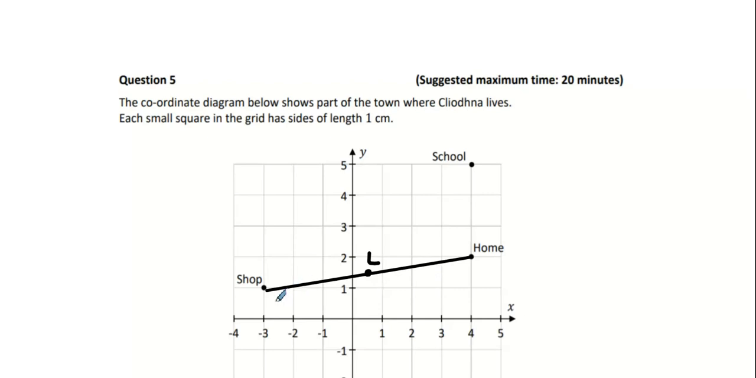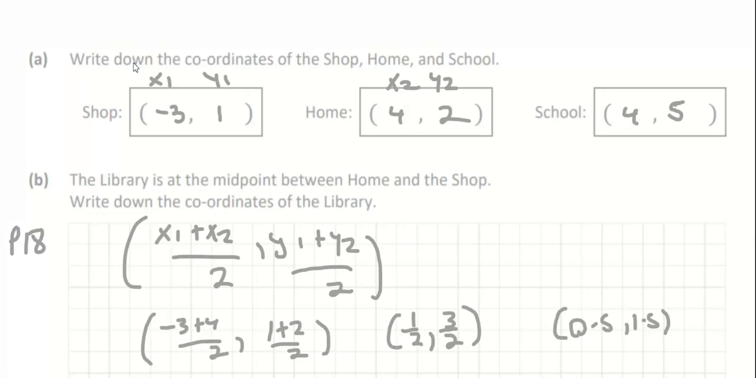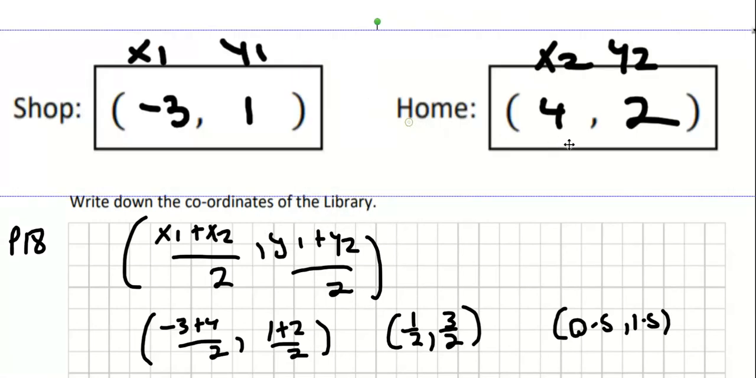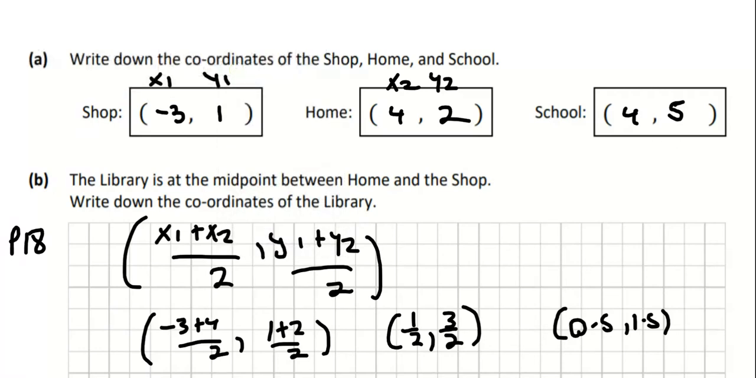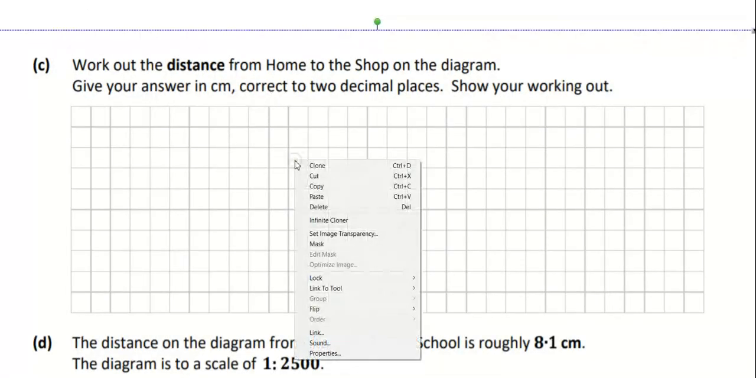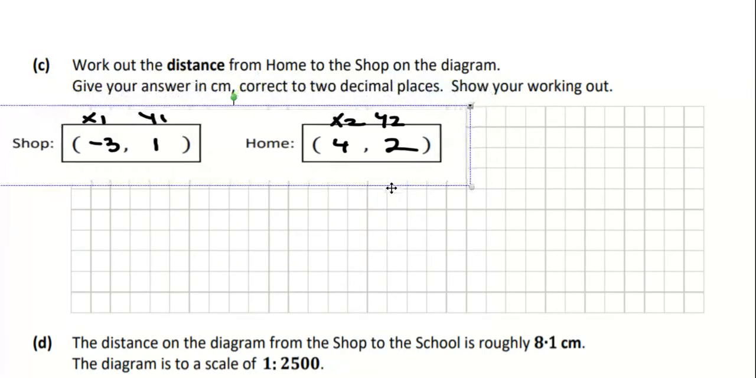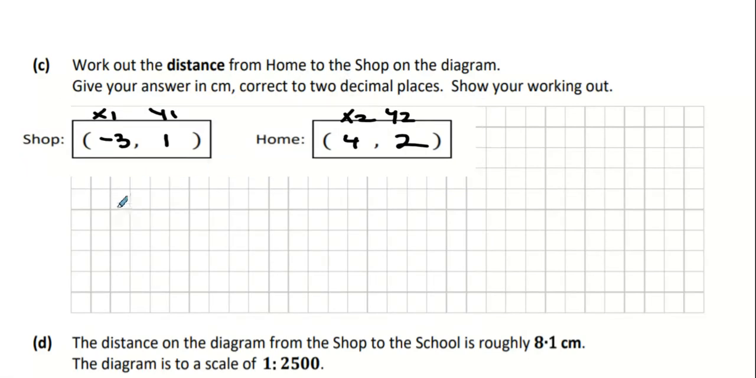So we need the distance of home to the shop. What we're going to use here is the distance formula. Once again, we're just going to chop the 2 of these here, home to the shop, and then we're going to use these points with the distance formula. Once again, on page 18 of your tables, you have a distance formula, and this is what we intend to use.